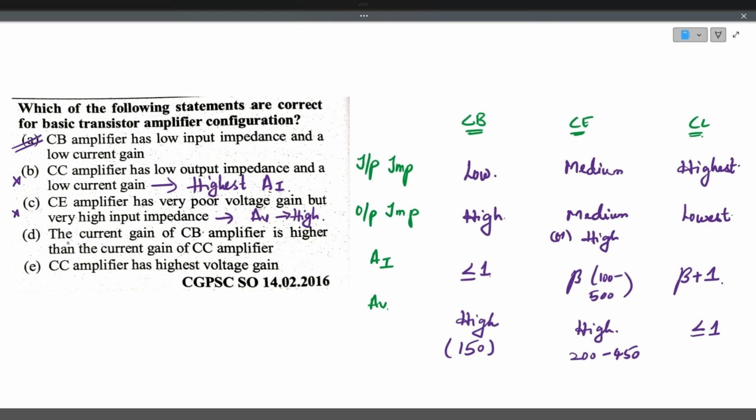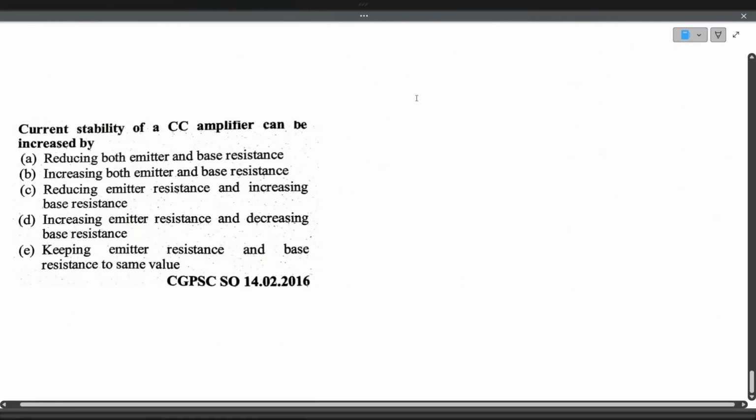So fourth option, the current gain of the common base amplifier is higher. No, the current gain of common base amplifier is less than or equal to 1. It is not higher. So this is also wrong. CC amplifier has highest voltage gain. No, this is also wrong. The voltage gain of CC amplifier is, we have seen, less than or equal to 1. So the correct option is option A. We'll see the next question.